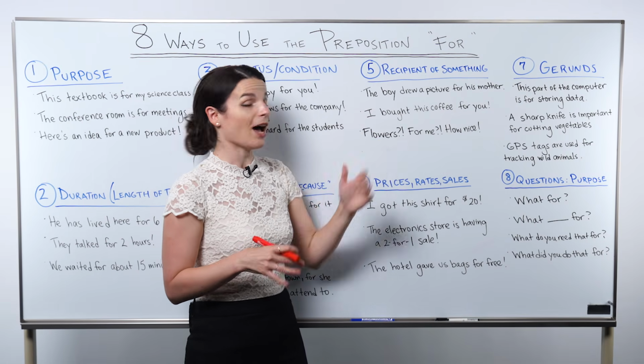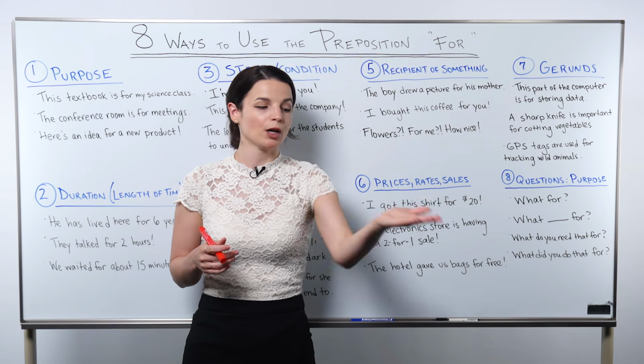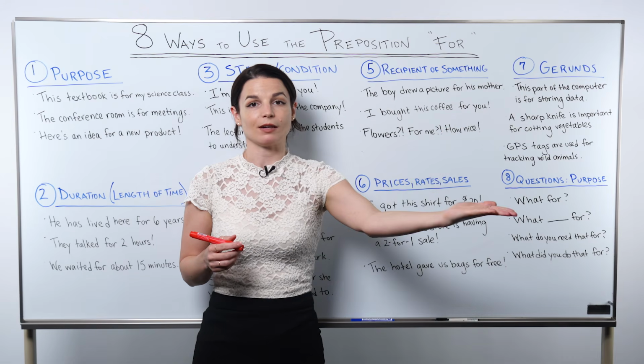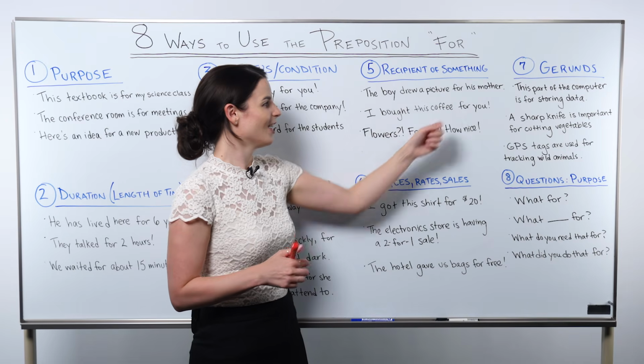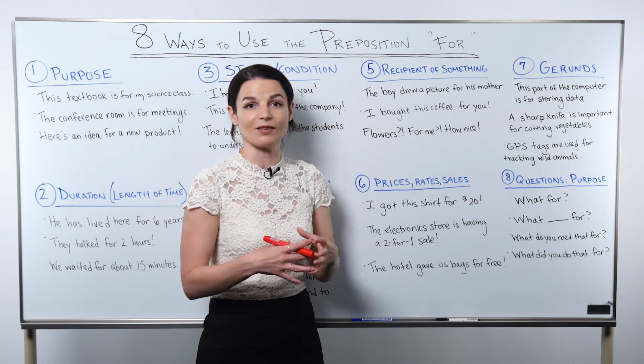Next example, I bought this coffee for you. So again, we have for before the person receiving. So in this case, the coffee. Oh, I bought this coffee. Okay, great. For you. So we can do this to express who is receiving something.